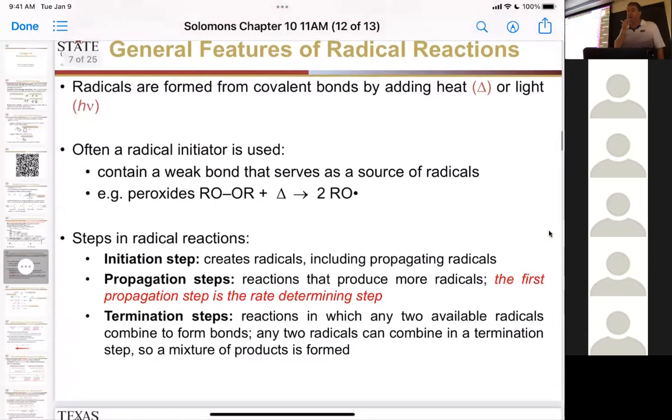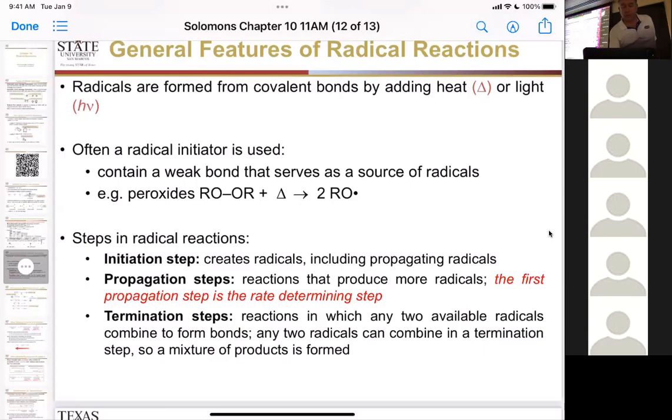So first of all, we want to have a way to generate our radicals. Radicals are formed from breaking a covalent bond with heat or light. Okay. So the feature you're looking for is two of the same atoms, and you want to break the bond in between two same atoms. Why? They both have the same electronegativity, so if the bond broke heterolytically, one of them would have to have a positive charge. So instead, it breaks apart giving radicals on each of them, so they break away easily.